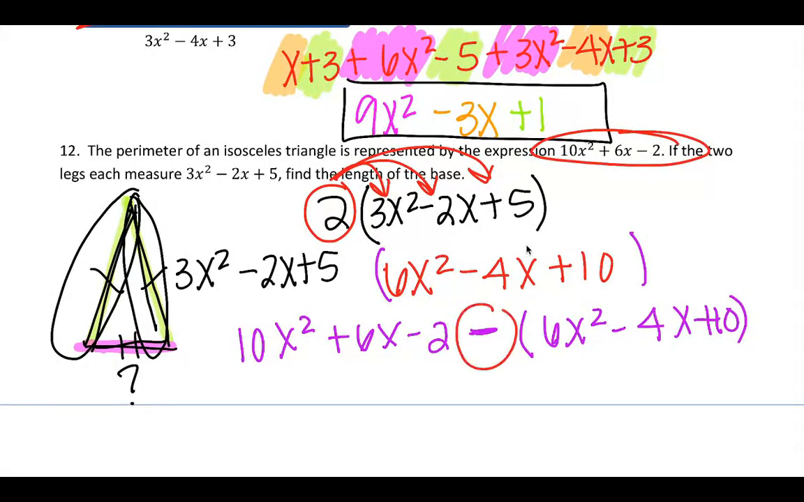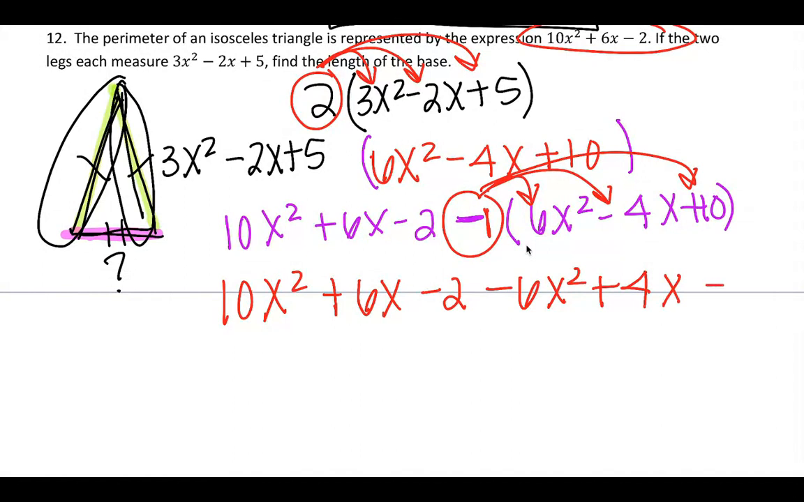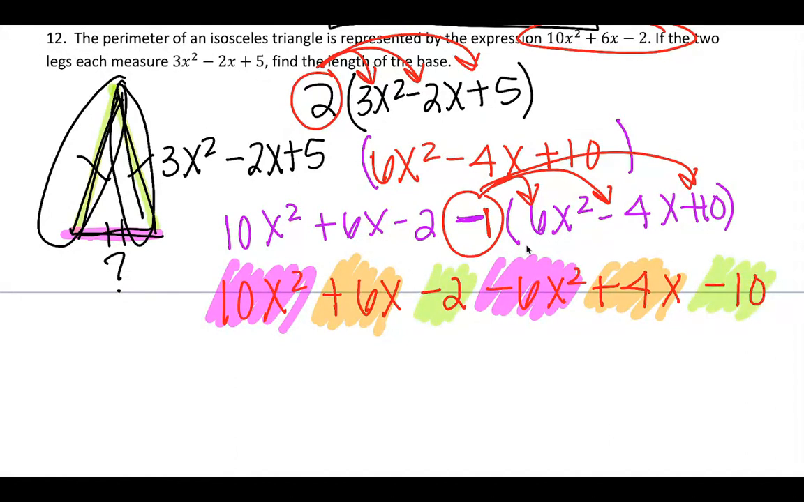Again, I have to distribute out this negative 1 that's right here. So that means I'm changing all the signs inside. So this is going to stay 10x squared plus 6x minus 2. Now it's negative 6x squared plus 4x minus 10. Again, 10x squared, negative 6x squared, 6x, 4x, and then the constants are negative 2 and negative 10.